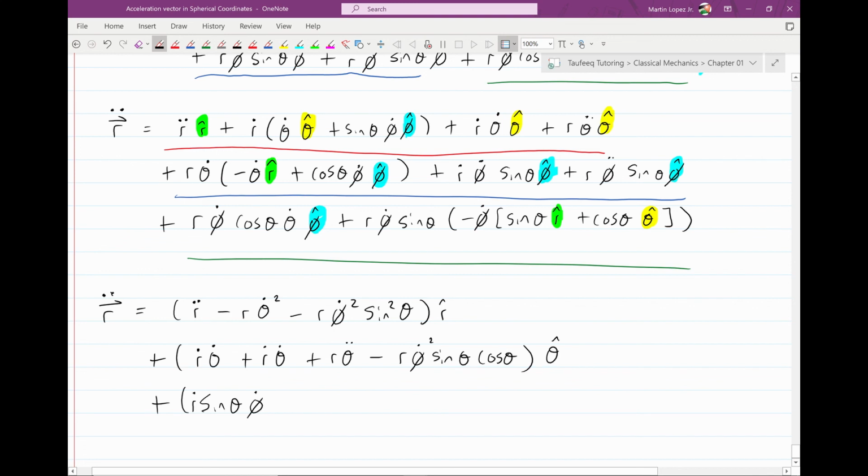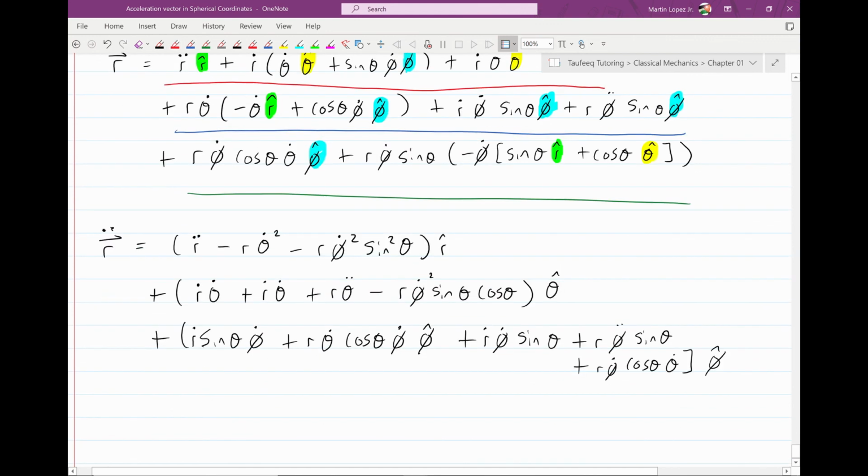Sine theta phi dot times r dot, and plus r theta dot cosine theta phi dot, plus r dot phi dot sine theta plus r phi double dot sine theta, plus, I'm just going to write on this line, plus r phi dot cosine theta theta dot. And this is all multiplying phi hat.